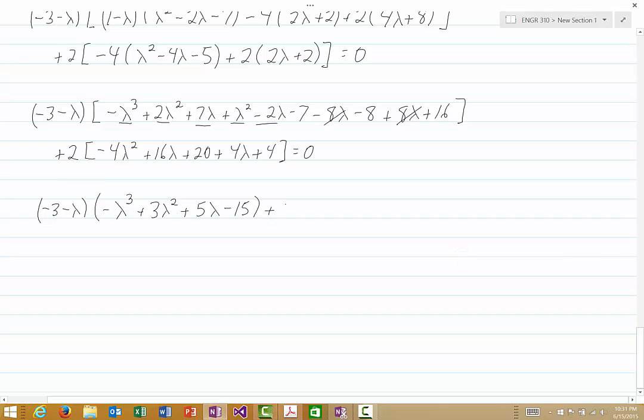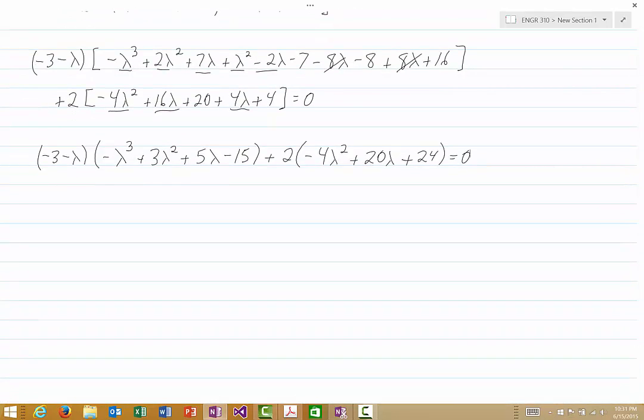And then the rest of it becomes 2 times minus 4 lambda squared, and then plus 20 lambda, plus 24, equals 0. And now let's multiply out and group everything together and see what we can do.